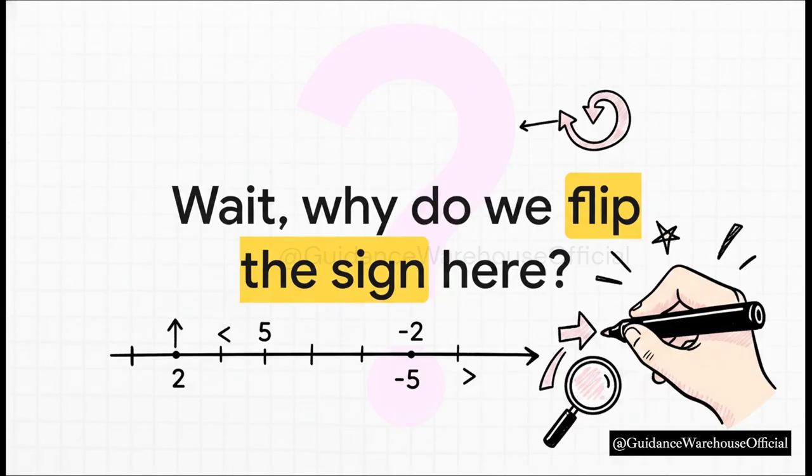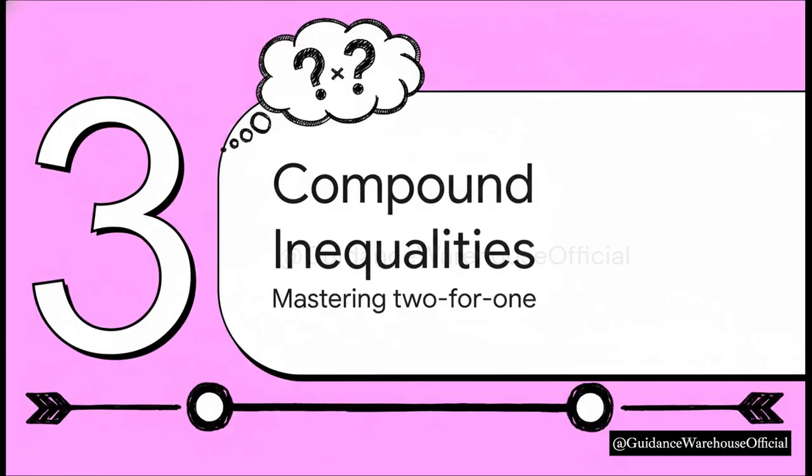Now you're probably asking, wait, why does this happen? Why do we randomly flip the sign? Well, think of a number line. The number 2 is obviously less than 5, but if we multiply both of those by negative 1, we get negative 2 and negative 5. Suddenly, negative 2 is further to the right on the number line. It's actually greater than negative 5. So multiplying or dividing by a negative literally flips position and direction on the number line, which means the relationship symbol has to reverse just to stay true. Make sense, right? Let's step it up a notch.